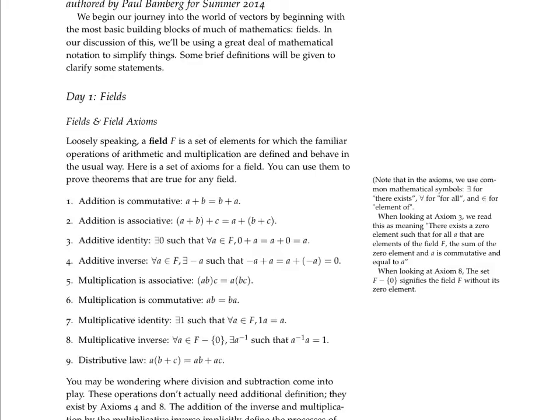Let's take a look at the next page here and start practicing some basic rules that we sort of take for granted working in fields, but how do we prove these statements with just the 9 axioms on page 1?